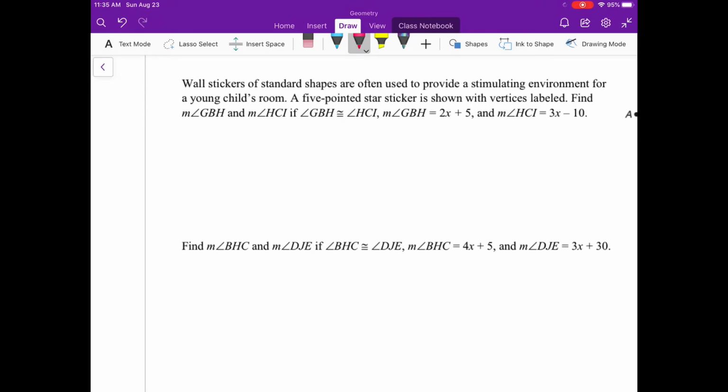Okay, this next example. Wall stickers of standard shapes are often used to provide a stimulating environment for a young child's room. A 5-pointed star sticker is shown with vertices labeled. Find the measurement of angle GBH and the measurement of angle HCI if angle GBH is congruent to angle HCI. So just a reminder, that means congruent, which is going to mean same measurement.